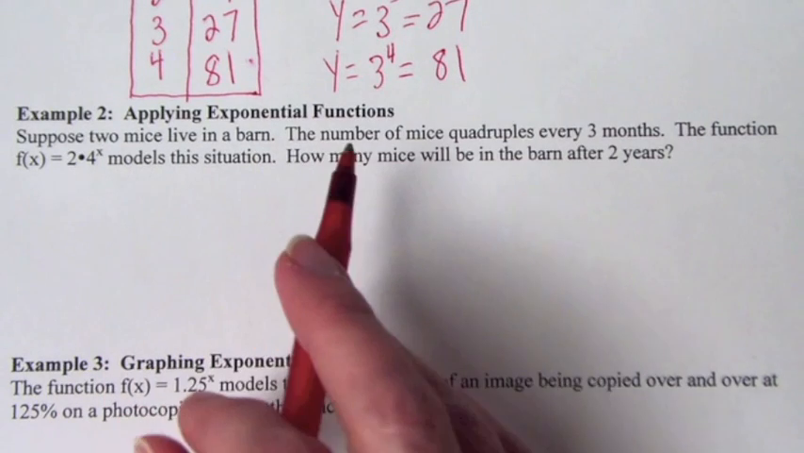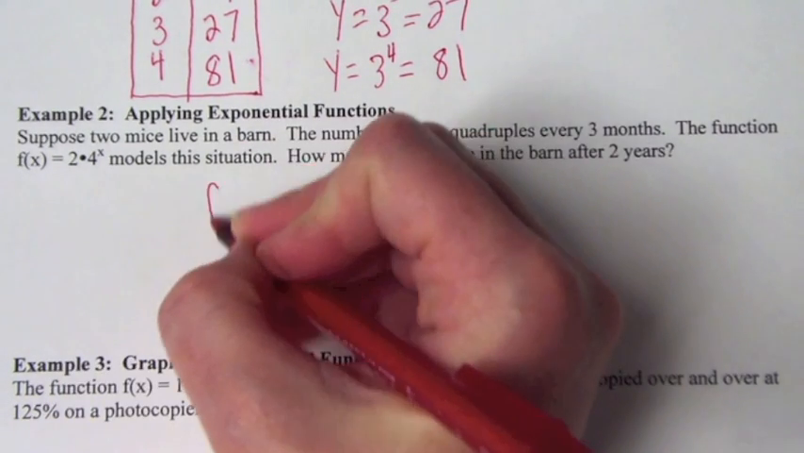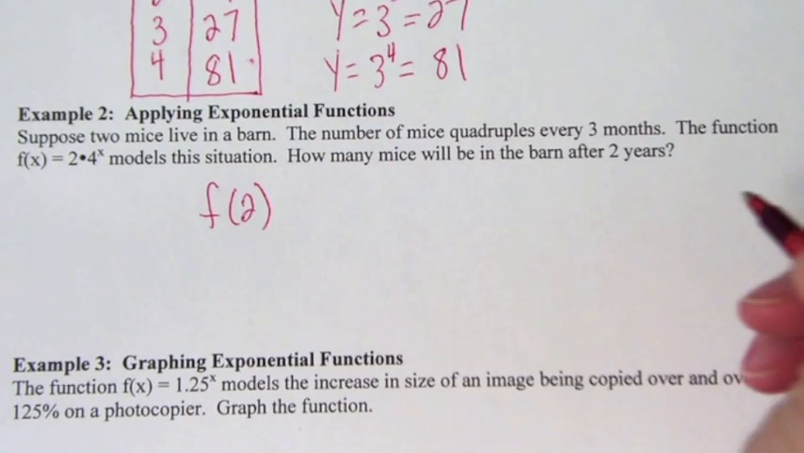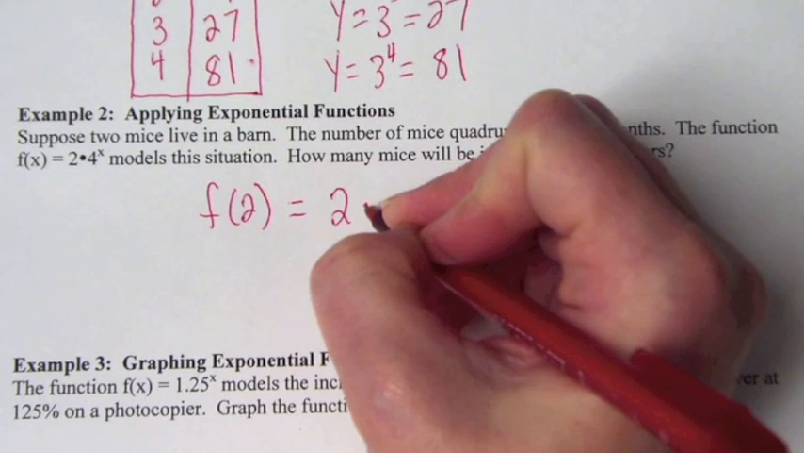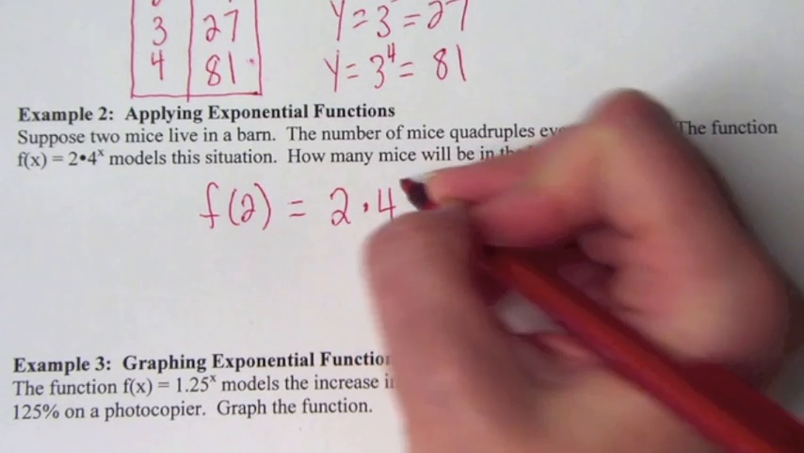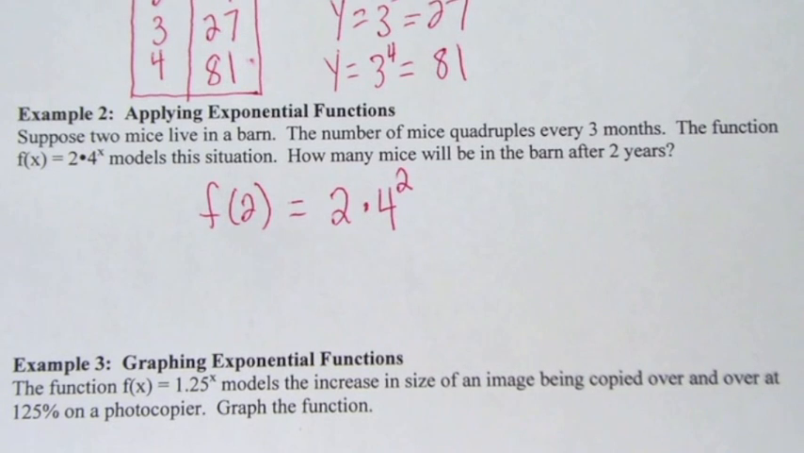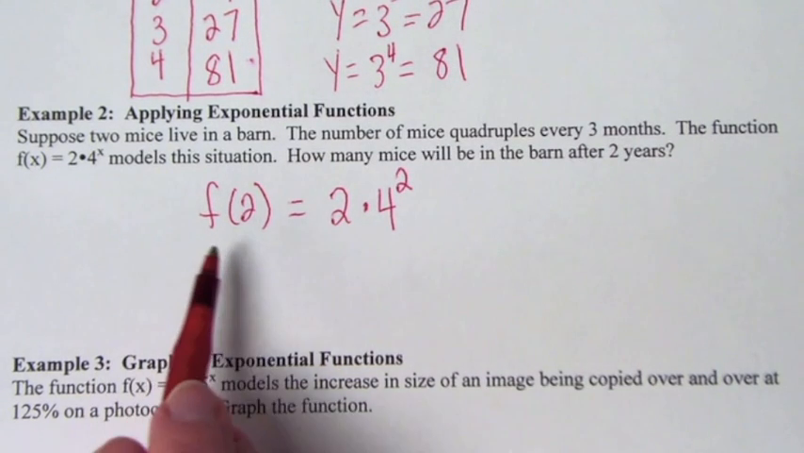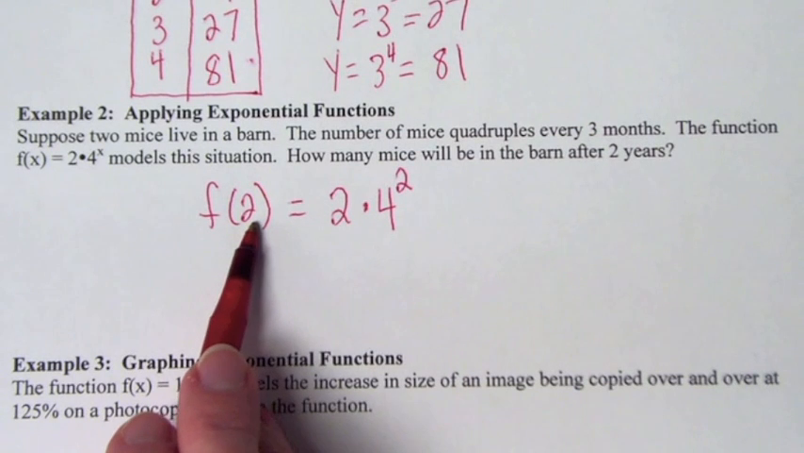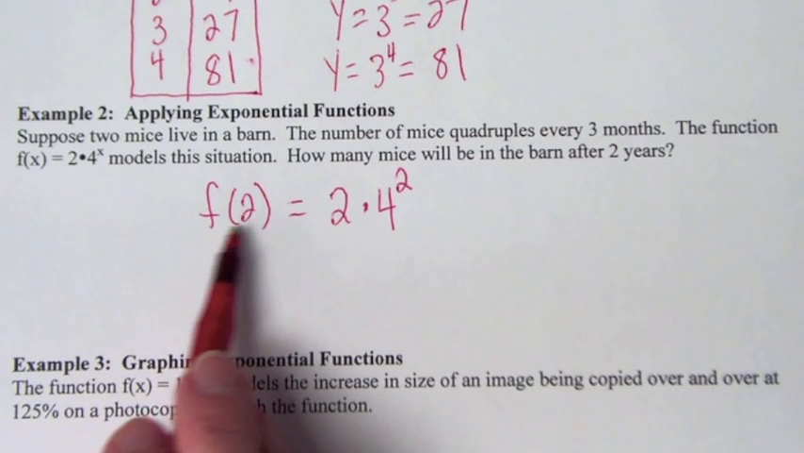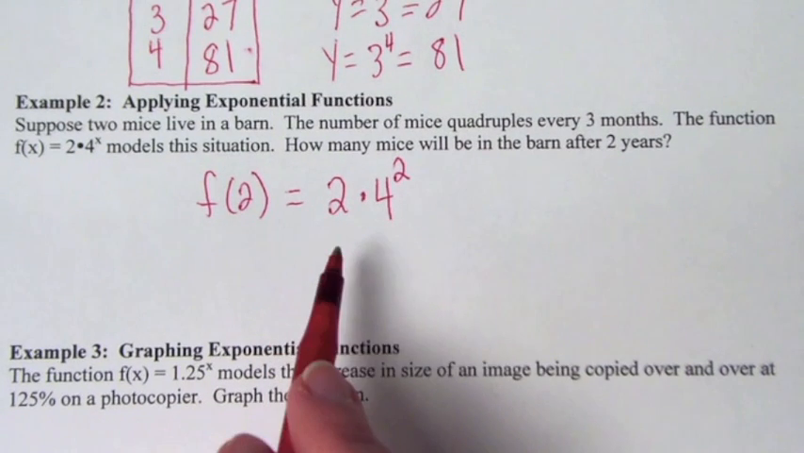So what we're going to do is plug 2 in for this function. So we're going to do f of 2 equals 2 times 4 to the 2nd power, because it's after 2 years. Now remember, we don't do anything with the f of 2. All that's saying is it's a function, and we're going to plug 2 in. We just have to simplify this side.